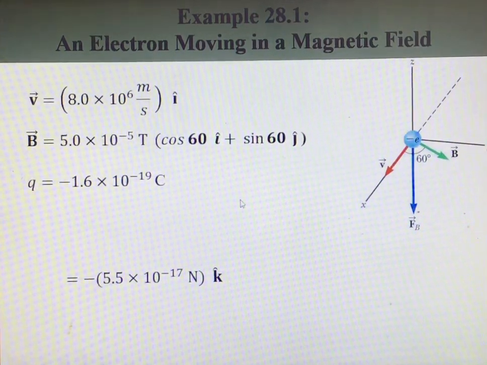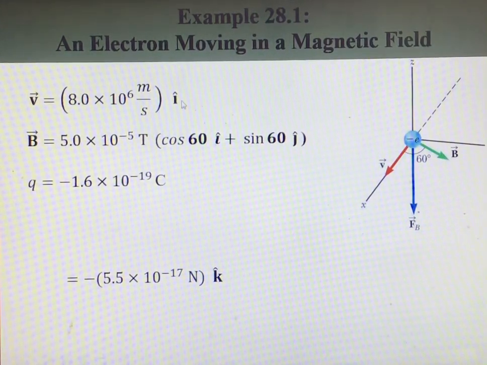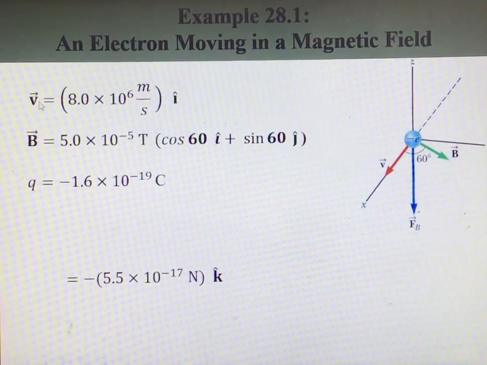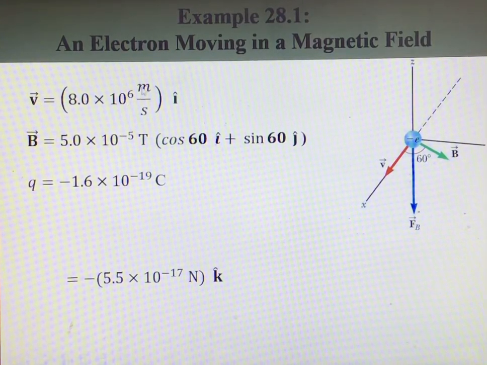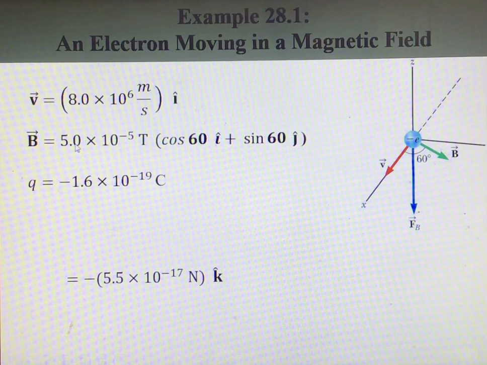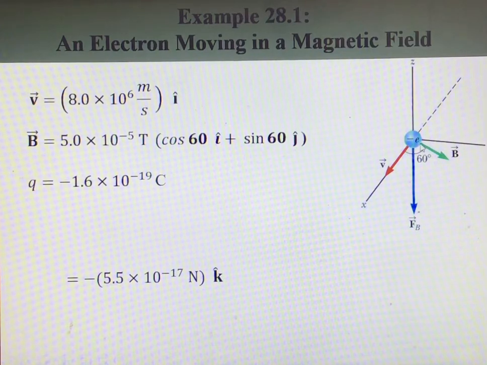Now, generally, you can solve this equation using vectors. For example, you can write what the velocity vector is. The velocity vector is 8.0 times 10 to the 6 meters per second, pointing in the i direction. And the magnetic field vector is given by 5.0 times 10 to the negative 5 Teslas. Because this is at 60 degrees, you can write the unit vector in this direction as cosine of 60 i plus sine of 60 j.